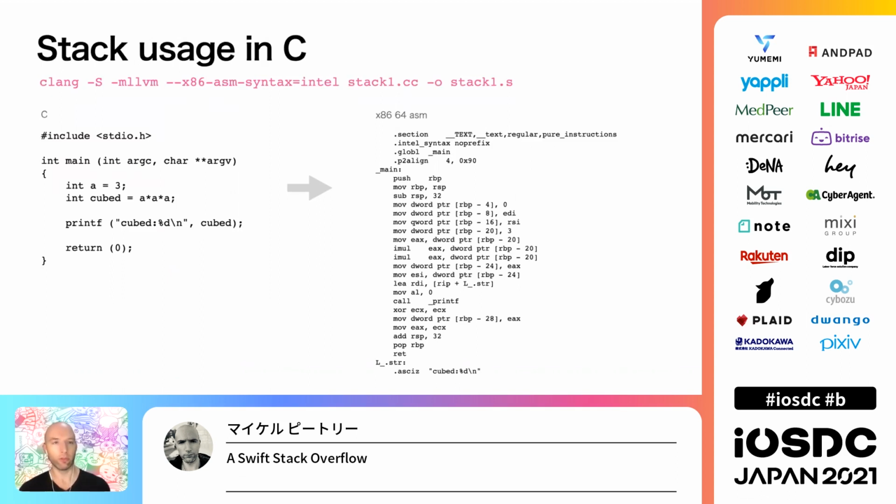So let's look at a very simple example of the stack usage. We have a program on the left. It's extremely simple. It's a C program, and like all C programs, it must start with a main function. In our main function, we simply declare a variable a, assign 3 to it, and then we multiply it to get the cubed value of that variable. We then print it with a formatted string. It's a very simple program, and if we run the clang command here, we're able to output the x64 Intel assembly. So what does that assembly do?